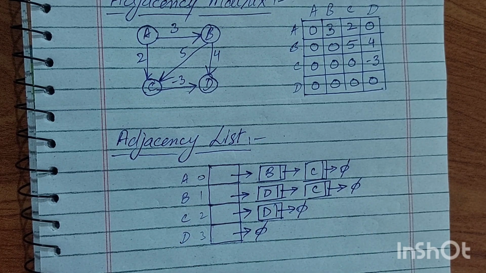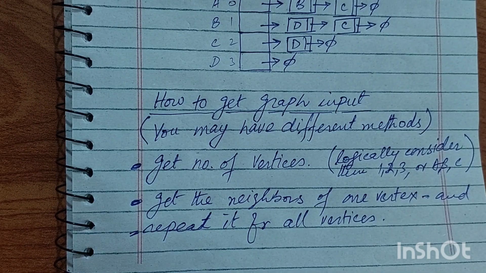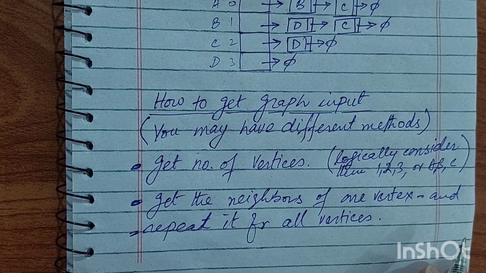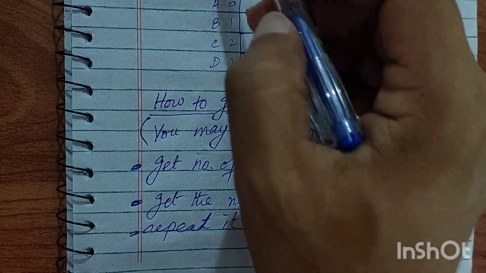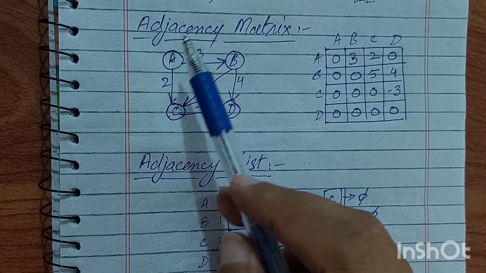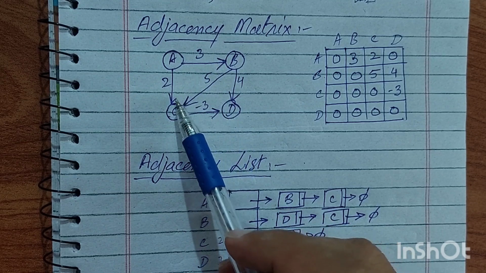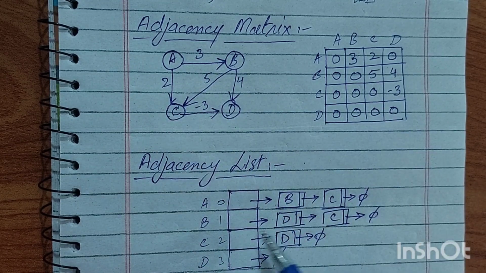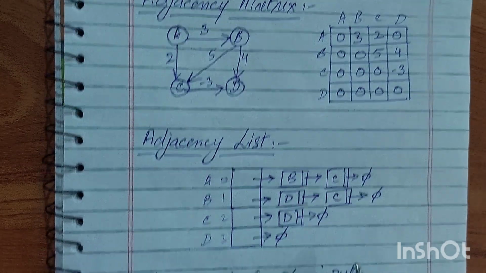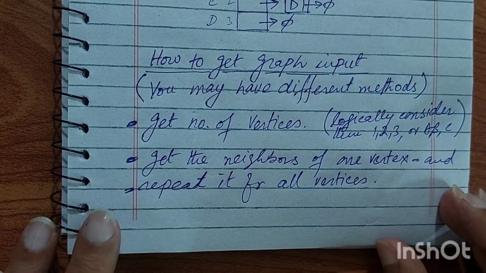So this is how adjacency list and adjacency matrix are used to represent a graph. The next question that comes to mind is, if this is a graph, a mental picture, and we can store it in a matrix or in the adjacency list, how can a user input a graph?